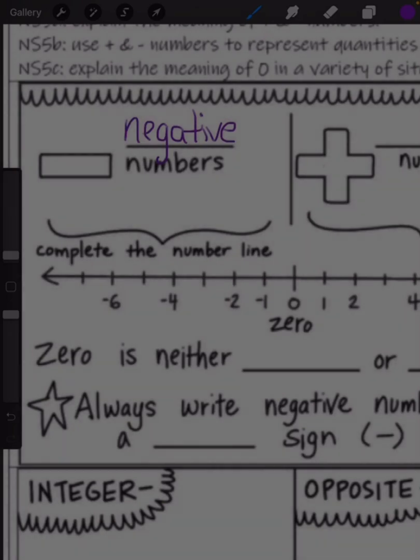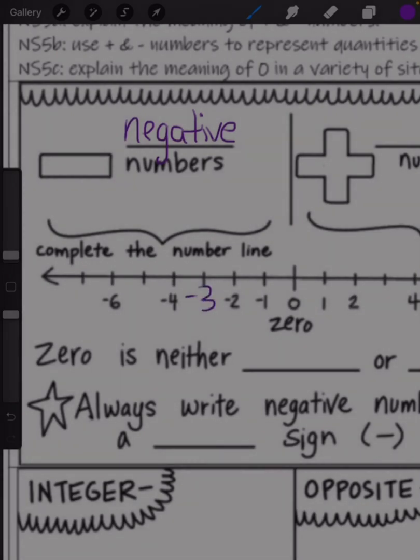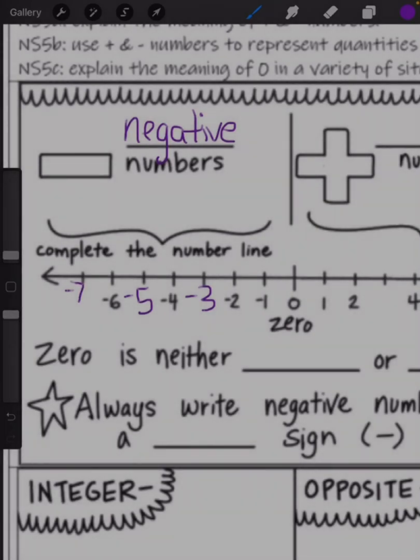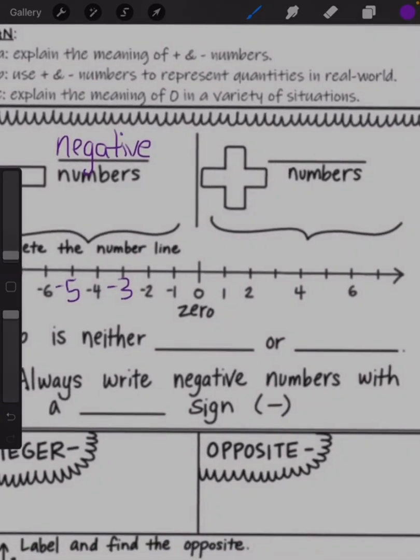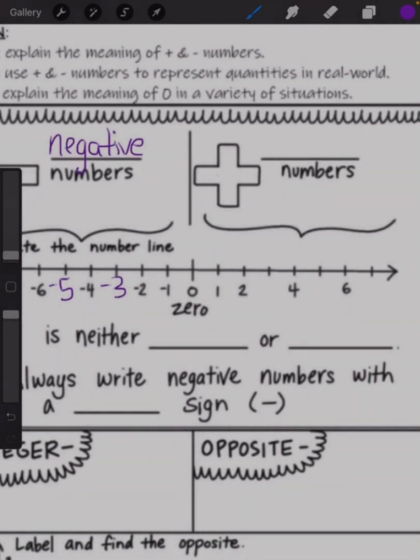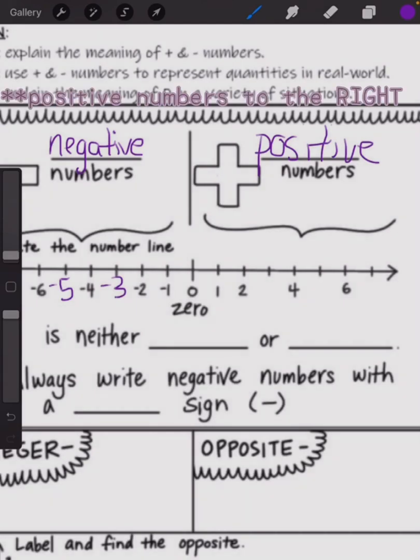So we've got 0, then negative 1, negative 2. Right here would be negative 3, negative 4, negative 5, negative 6, and then negative 7. So on the right of 0, positive numbers, these are getting larger as we move to the right. Positive numbers would be 0, 1, 2, 3, 4, 5, 6, and then 7, and so forth.